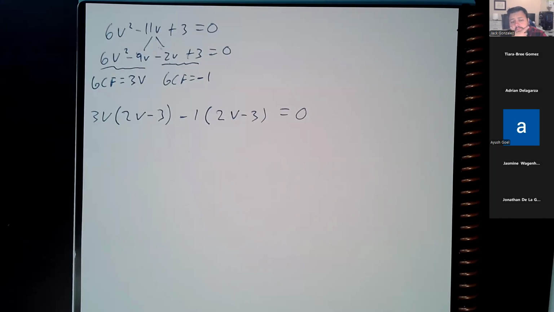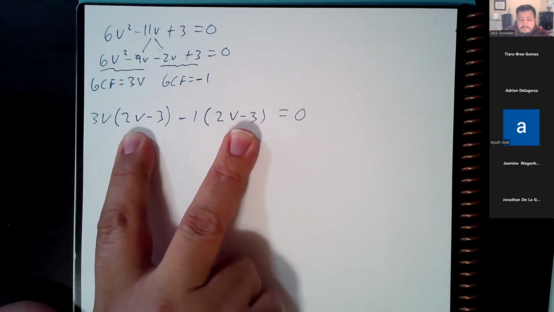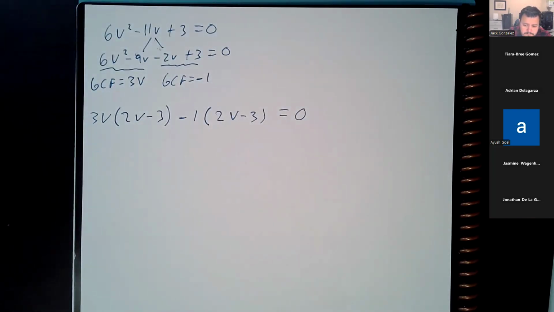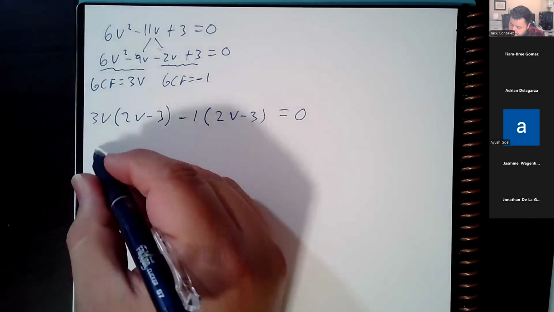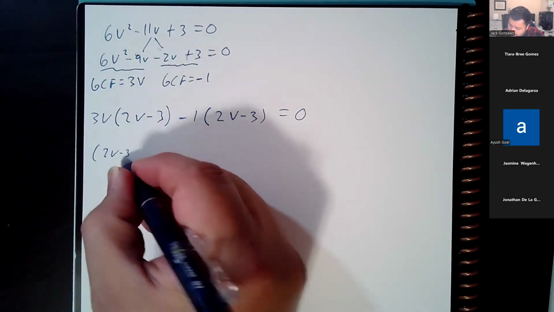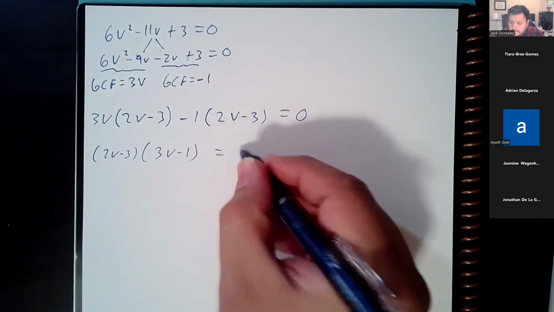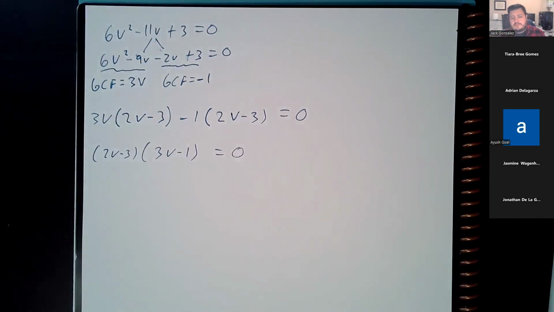Now, at this point, we're ready for the final step of grouping. What do these two have in common? This term and this term. Yeah, so just pull that whole thing out, and what's left is this guy. Does that make sense?